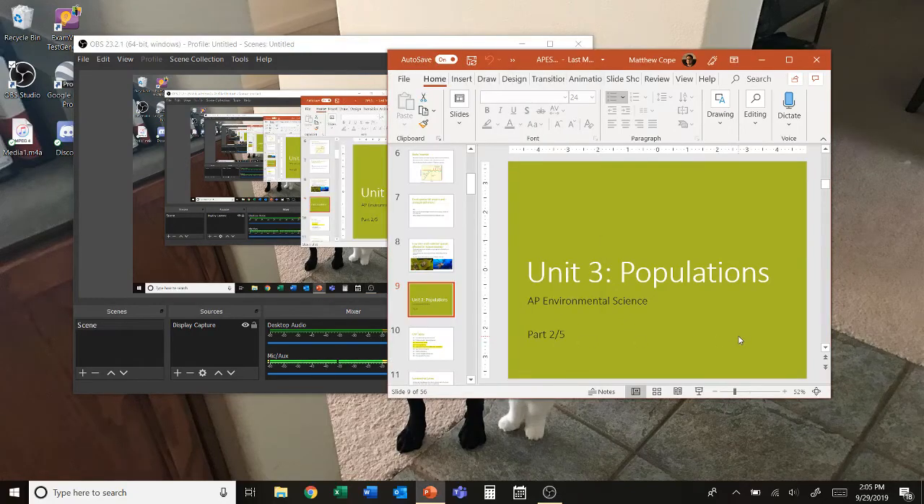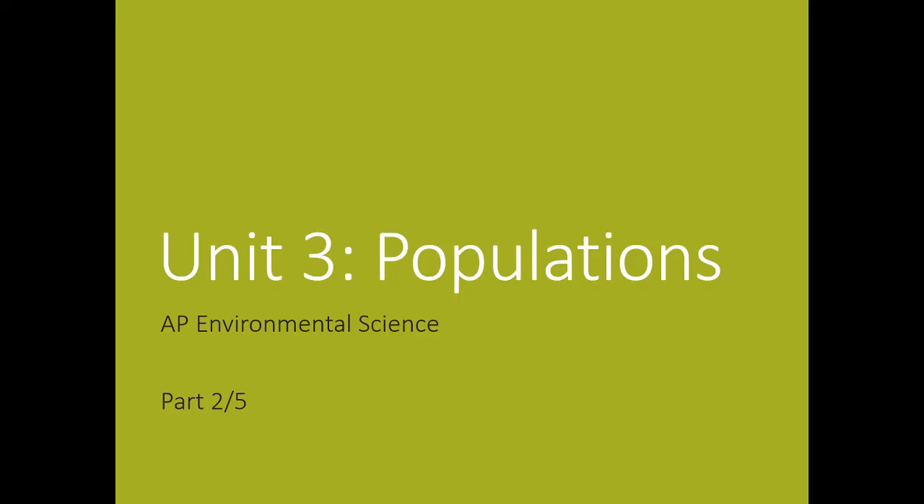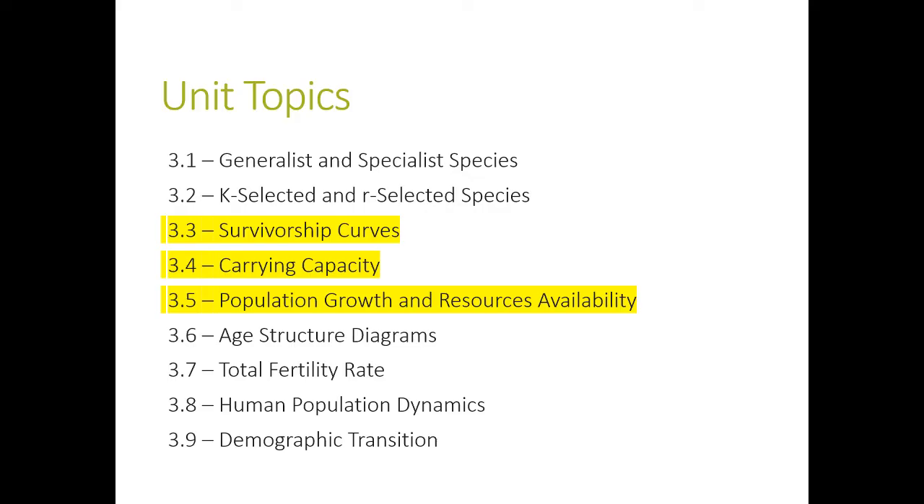Okay, welcome to part 2 of 5 for the Unit 3 population notes. In part 2, we're going to look at survivorship curves, carrying capacity, and then population growth and resource availability. All three of these are very tightly wound together.